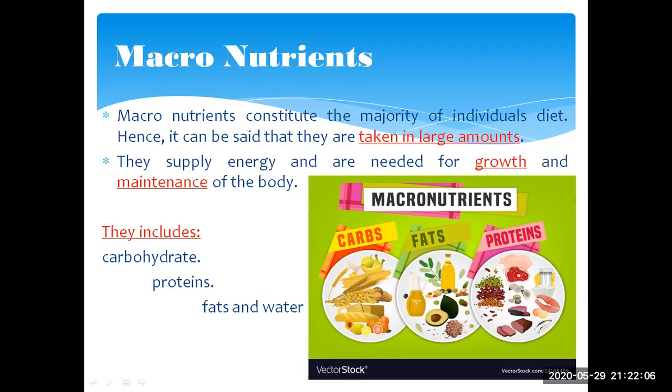There are two main types of carbohydrates: simple carbohydrates and complex carbohydrates. Simple carbohydrates have a smaller chain of chemical composition in comparison to the complex ones. Next macronutrient is protein.